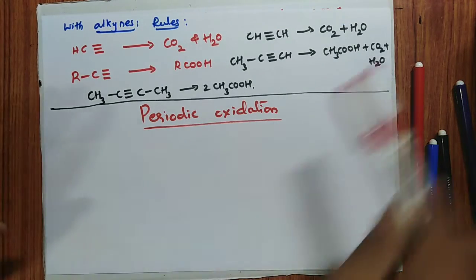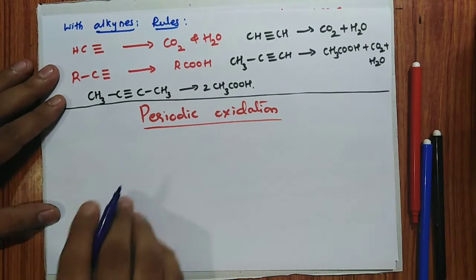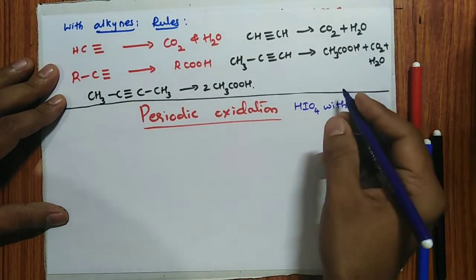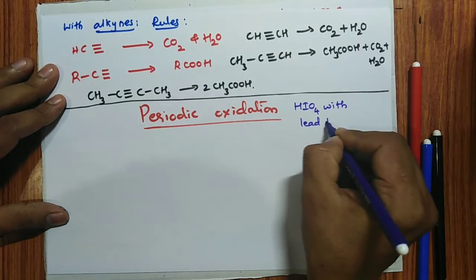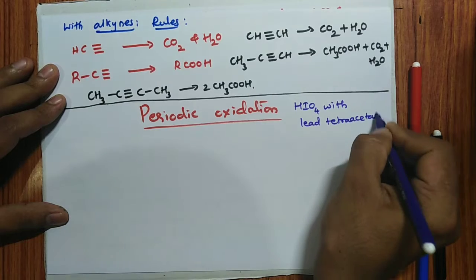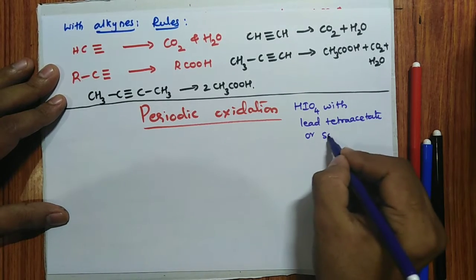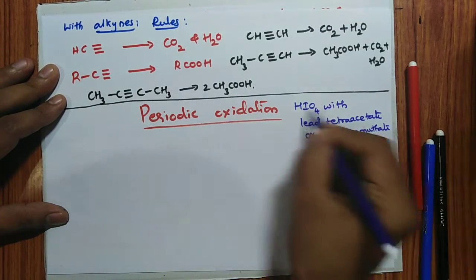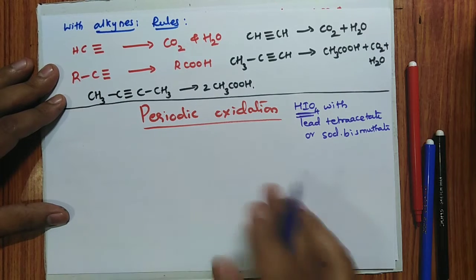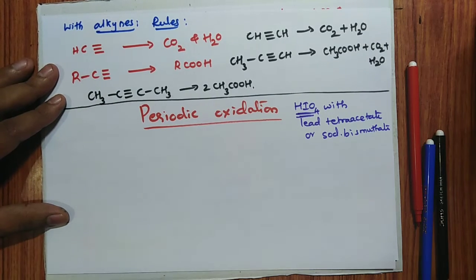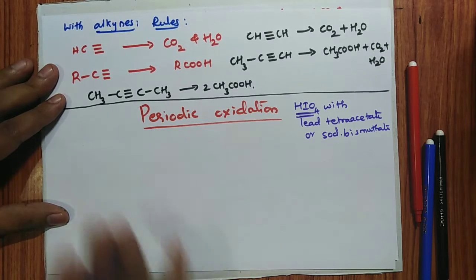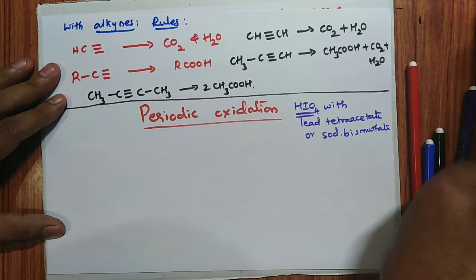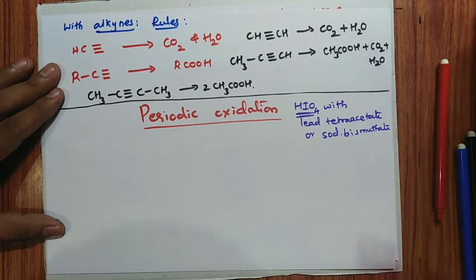Periodic oxidation means which is the oxidizing agent. Remember, HIO4, with lead tetraacetate, or sodium bismuthate. Periodic oxidation means HIO4. HIO4 is known as periodic acid. So a question can be given by giving any reagent, they can ask how many moles of periodic acid are required. For this I will give you different types of oxidation with examples.